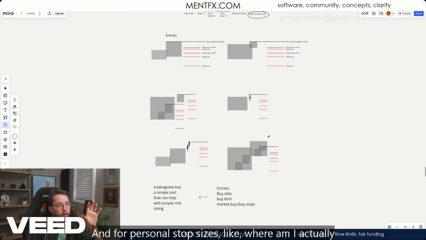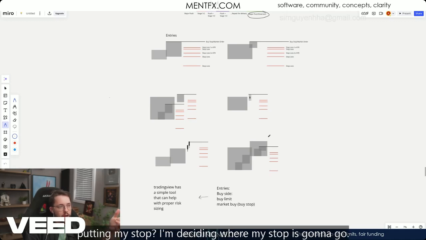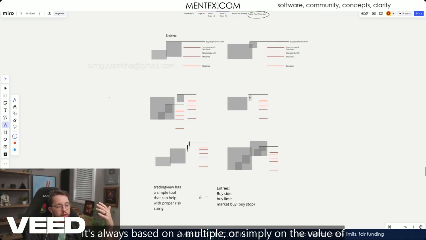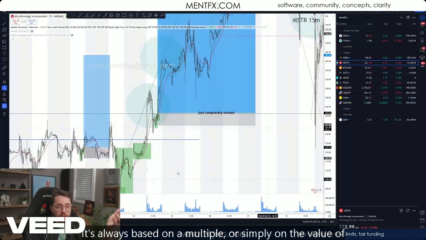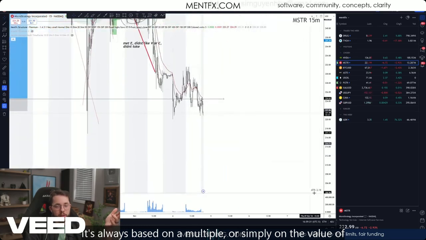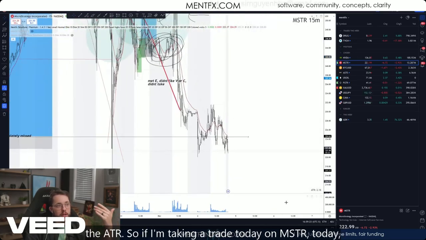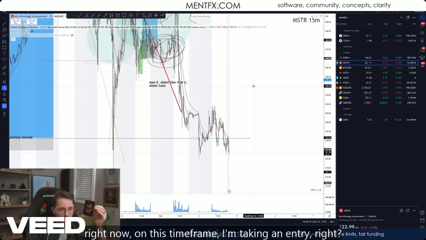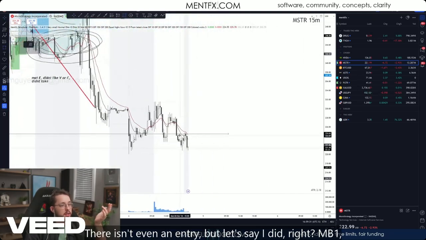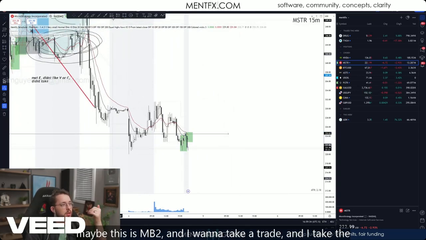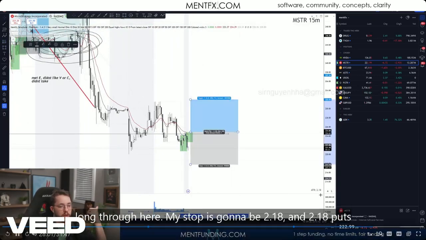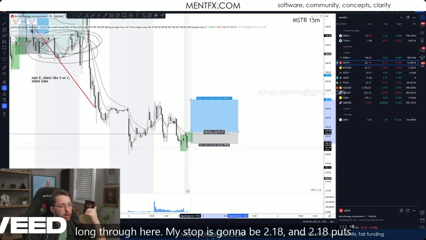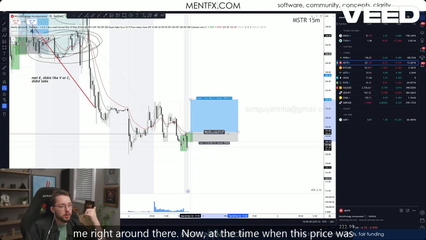And for personal stop sizes, like where am I actually putting my stop? How am I deciding where my stop is going to go? It's always based on a multiple or simply on the value of the ATR. So if I'm taking a trade today on MSTR, right now on this time frame, I'm taking an entry, right? There isn't even an entry, but let's say I did, right? MB1, maybe this is MB2, and I want to take a trade and I take the long through here. My stop is going to be 2.18, and 2.18 puts me right around there.